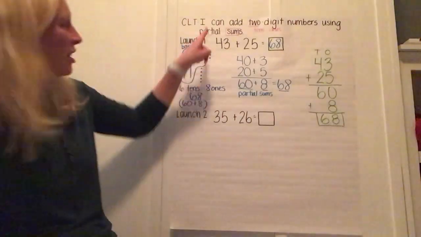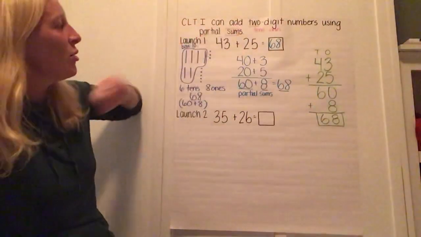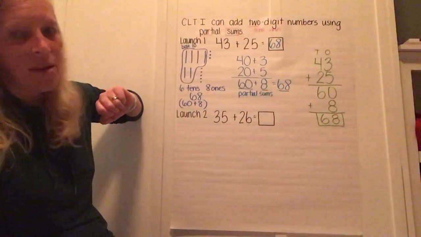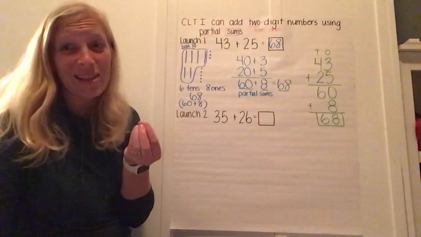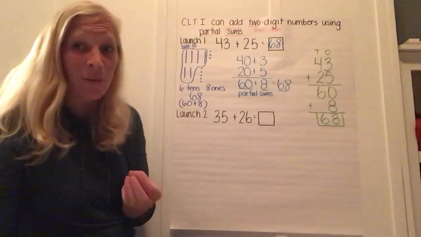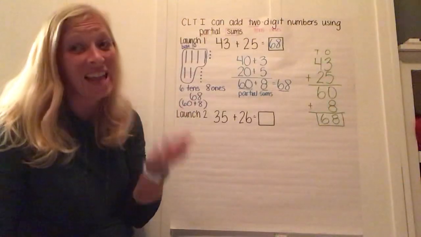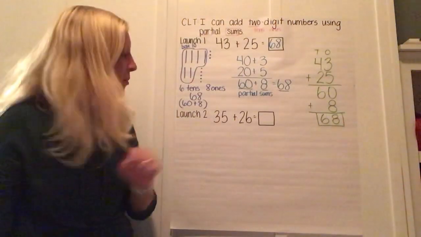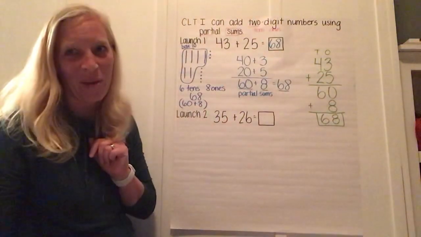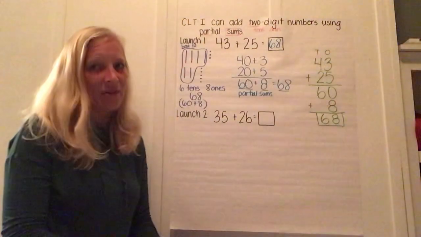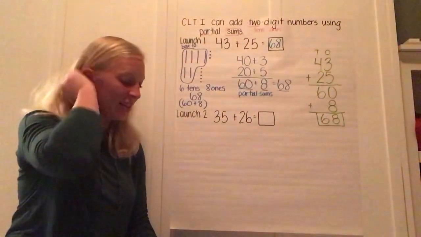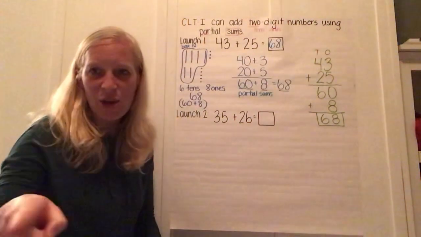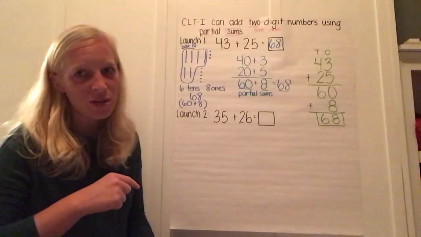Remember, I said at the beginning, when we're adding two-digit numbers using partial sums, we're breaking this big number up into parts. And by parts, we're going to break it up into tens and ones to make it easier to add. Let's see if we can put this to use with this problem. Are you ready? Okay. 35 and 26. Show me what you've got. Use those tools if you need them.